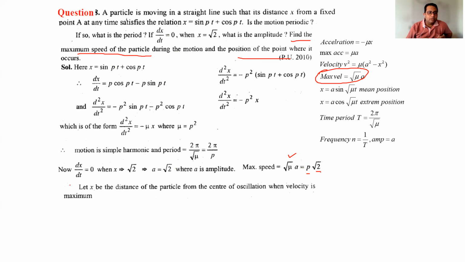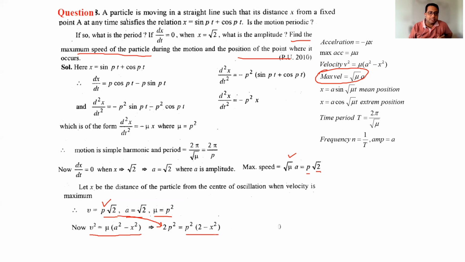Let x be the distance of the particle from the center of oscillation, where the velocity is maximum. Here v is p root 2, the maximum velocity. We have to find the point where this occurs, where a is root 2 and mu is p square. Using the formula for the velocity, substituting the value of v, 2p square is equal to p square times (2 minus x square). So x is equal to 0. That means the mean position. So this is justified by calculating.